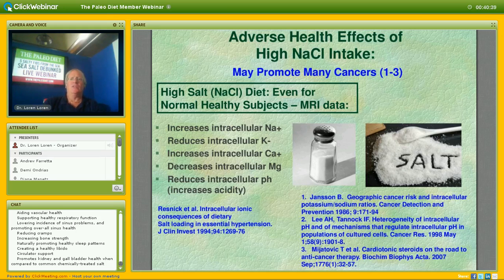High salt diets, even in healthy individuals using magnetic resonance imaging techniques, show that they increase the intracellular concentrations of sodium, reduce intracellular potassium, increase intracellular calcium, reduce magnesium, and change intracellular pH. These are all intracellular ionic changes that occur in cancer. It's been shown in animal models that high salt diets tend to promote cancer as well. In humans, cancer takes a lifetime to develop, but once again, there are many therapeutic effects.